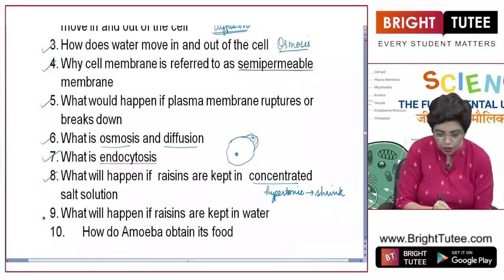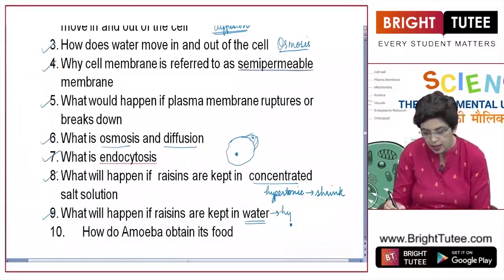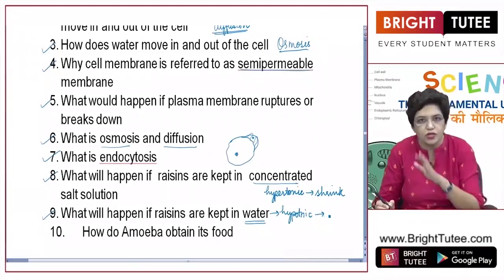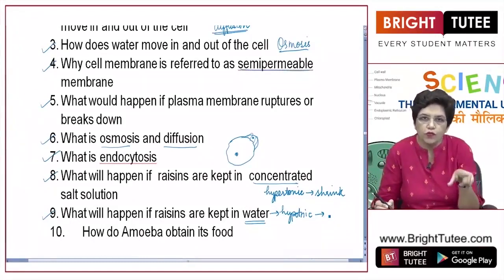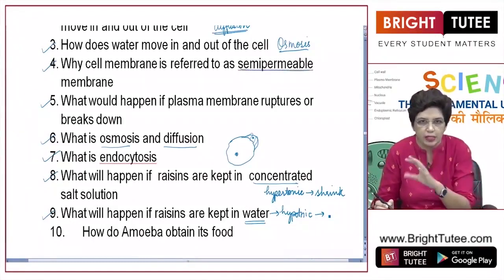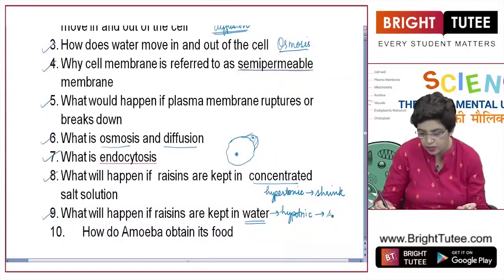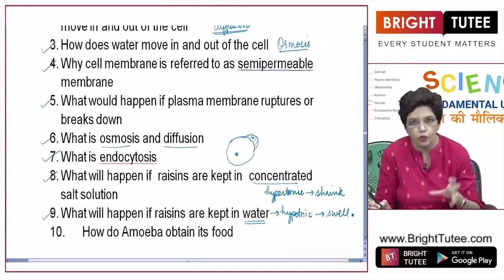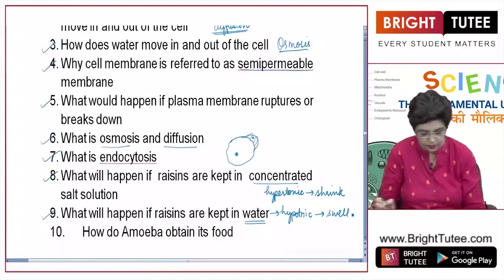Next question, what will happen if raisins are kept in water? Water is a hypotonic solution. That means there is more water concentration outside in the surrounding. So the water will move through the semi-permeable membrane, that is the plasma membrane, inside the raisins, and the raisins will swell up. You'll notice when you put raisins in pure water, the raisins swell up after some time.